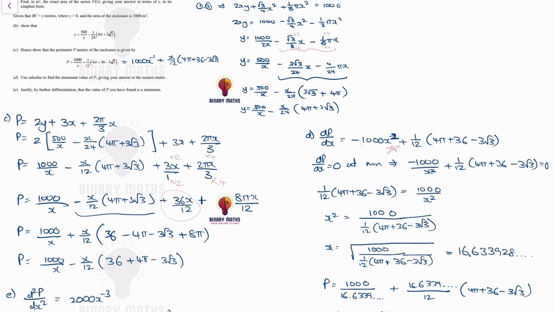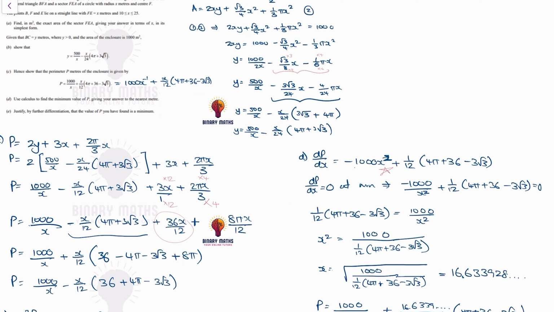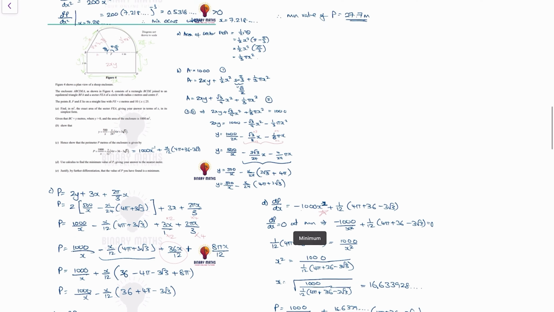Therefore x is equal to 16.6339 is when the minimum occurs. Therefore P is equal to 120 meters is the minimum value of P. So that's that question done. It's quite long.